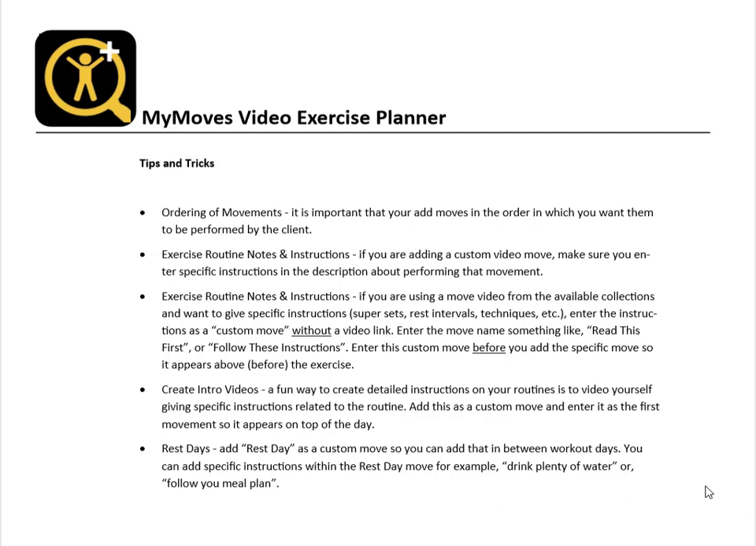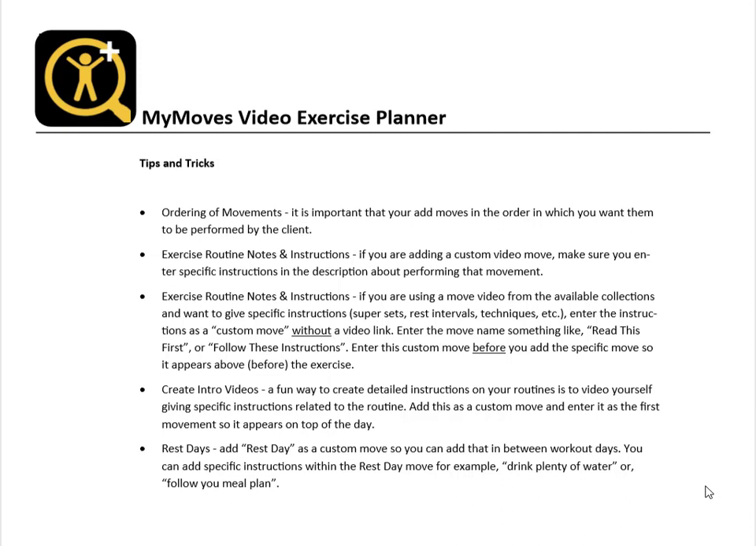If you're using a move video from the available collections and want to give specific instructions such as supersets, rest intervals, or techniques, enter the instructions as a custom move without a video link. Enter the move name something like "Read this first" or "Follow these instructions." Enter this custom move before you add the specific exercise movement so it appears above it.